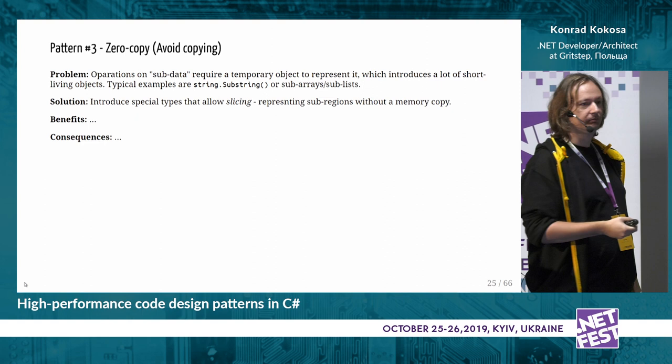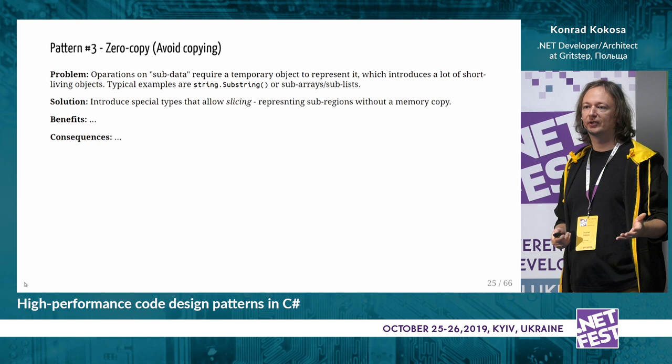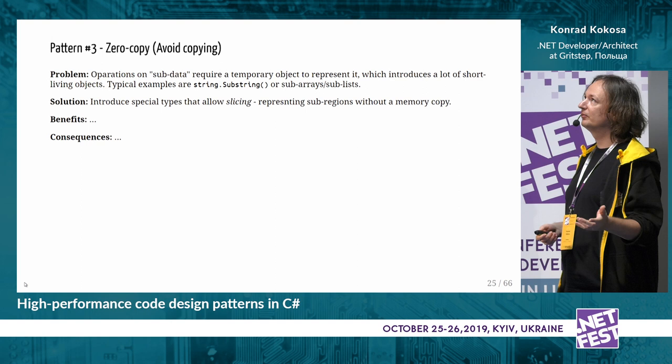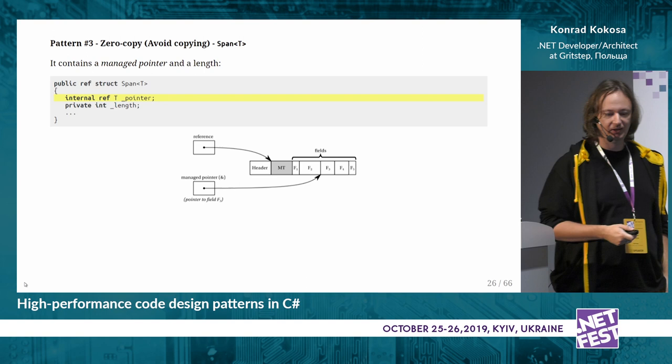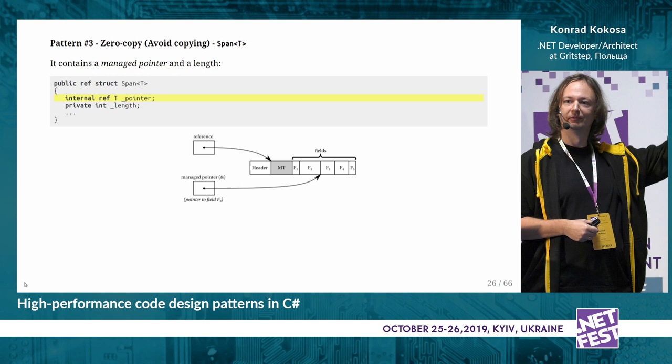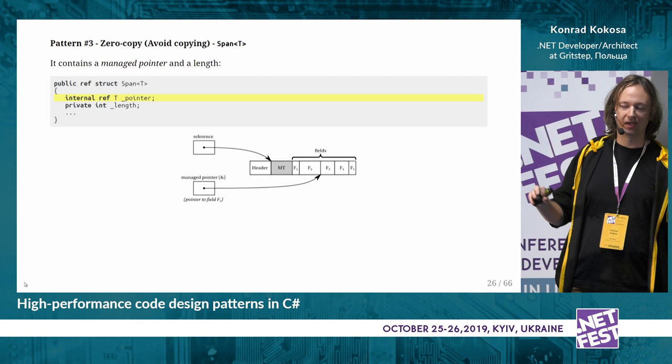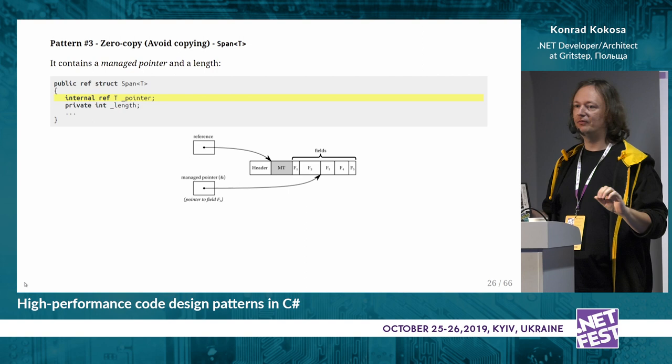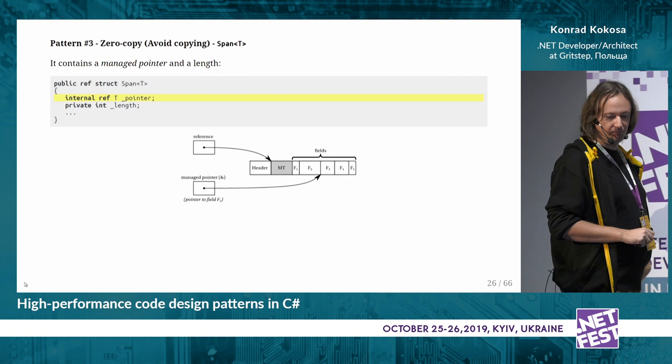And the solution here in .NET is also tremendously popular. We introduced a special kind of type, which provides slicing capability. And here our beloved Span of T comes. Have any of you used Span of T so far? This is a really, really powerful thing. And in terms of performance, this is the most popular thing, and every highly performant code will contain Span of T being used in one way or another.